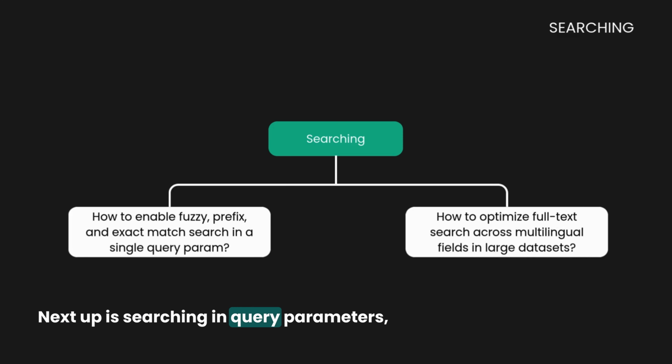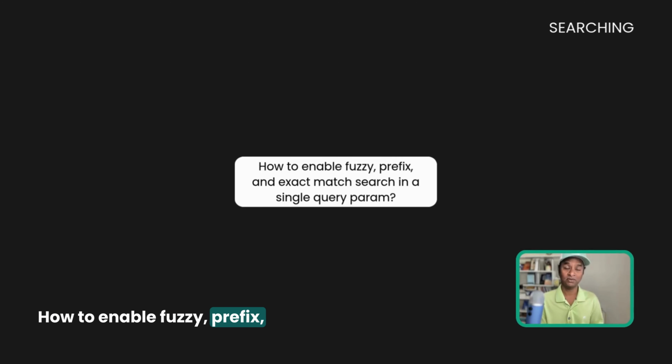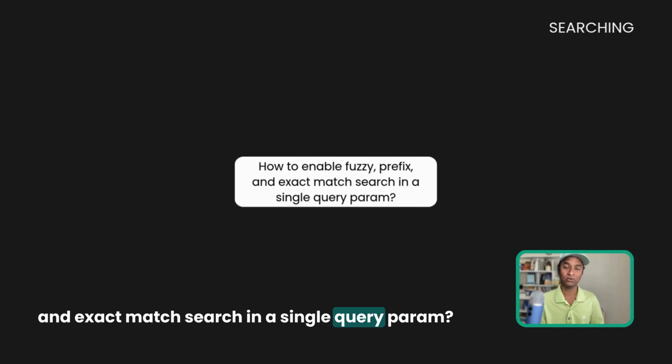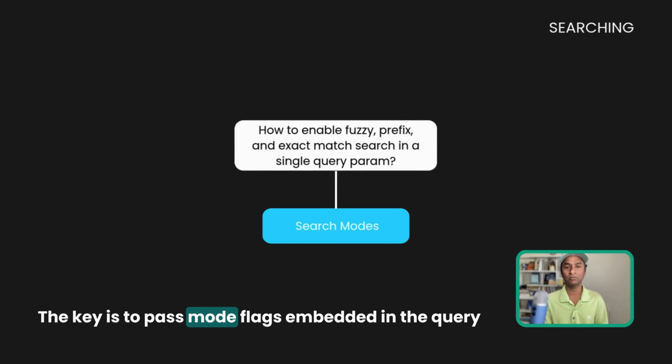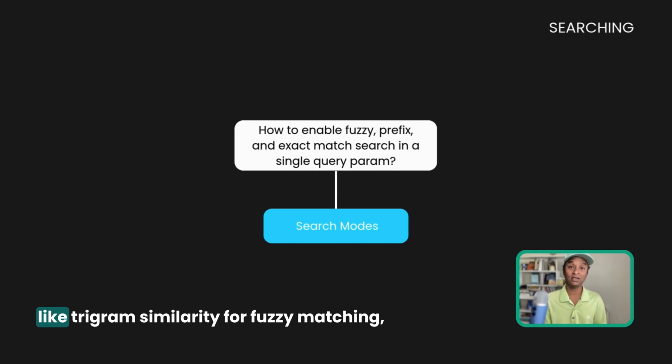Next up is searching in query parameters, an essential feature for modern applications to deliver relevant results efficiently. Interviews often focus on your ability to support multiple search modes and optimize search performance across languages. How to enable fuzzy, prefix, and exact match search in a single query param? The key is to pass mode flags embedded in the query and delegate to different search strategies, like trigram similarity for fuzzy matching, prefix trees for prefix searches, or exact hash lookups for precise matches.